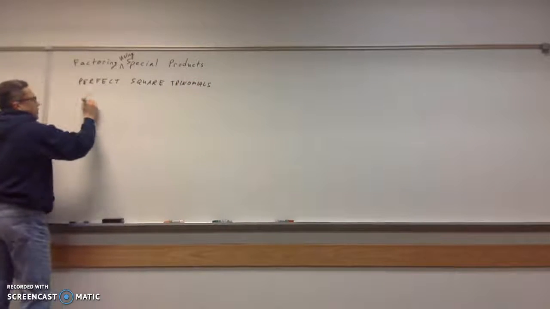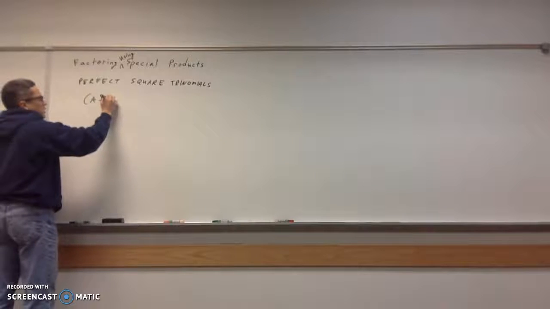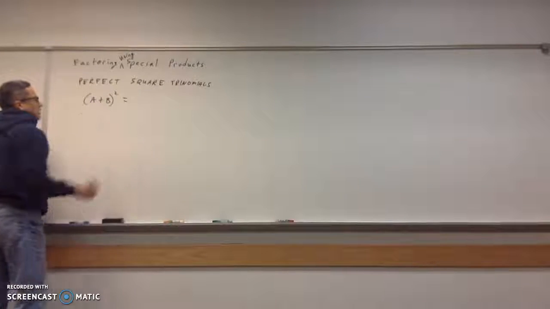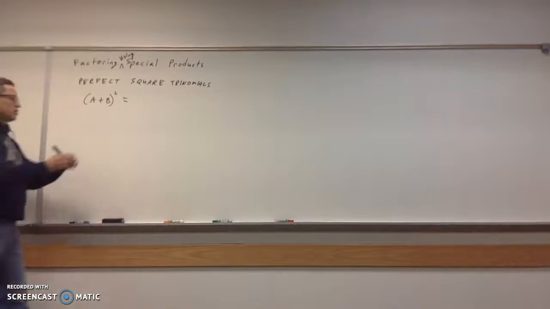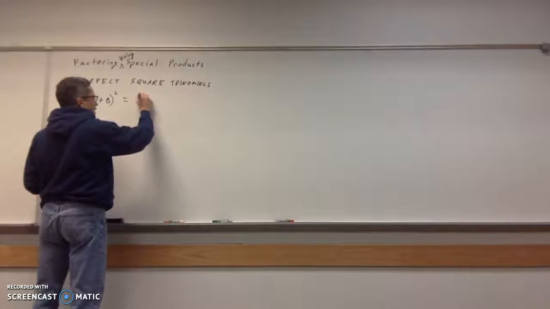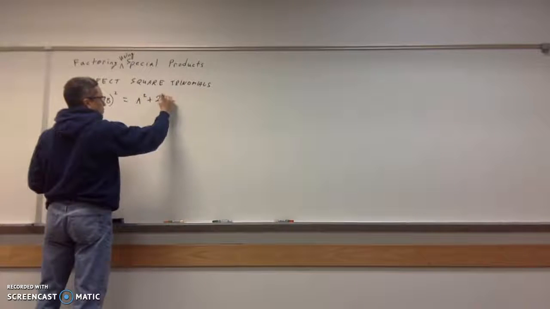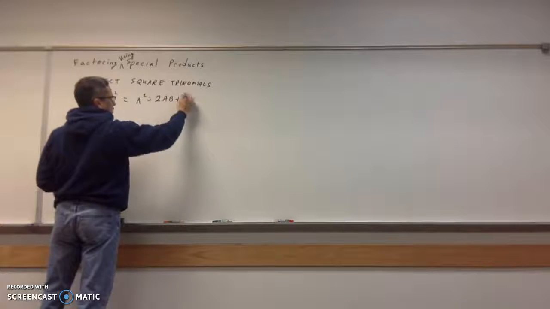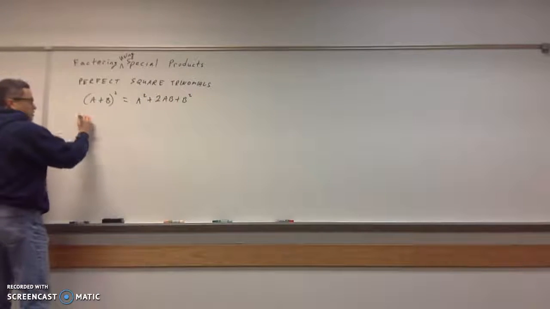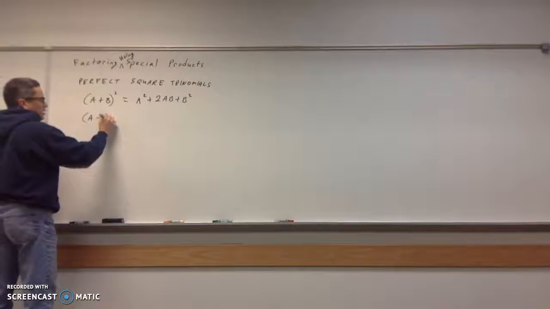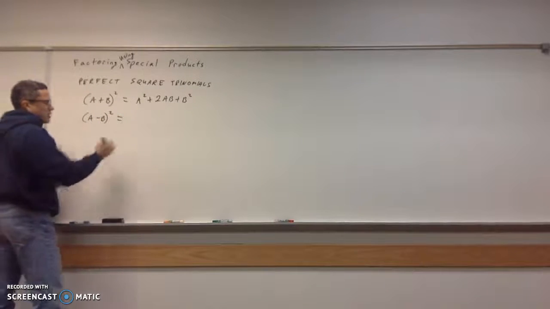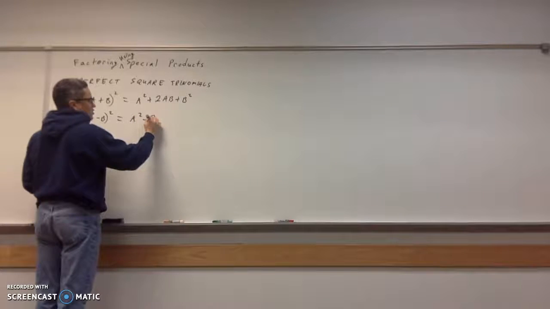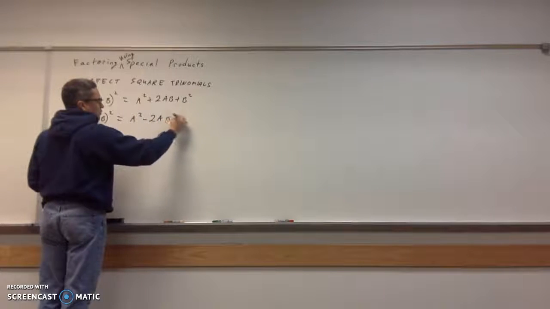There's the positive one, a plus b quantity squared, which when you multiply it out, it's going to be a squared plus 2ab plus b squared. And then there's the negative counterpart, a minus b quantity squared. That's going to be a squared minus 2ab plus b squared.